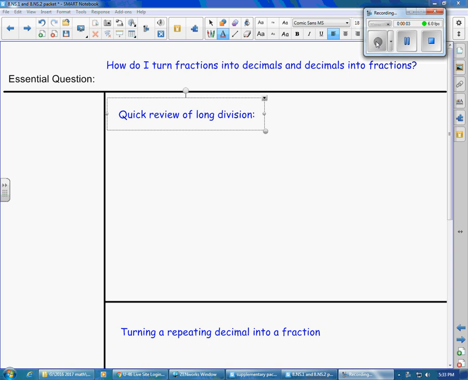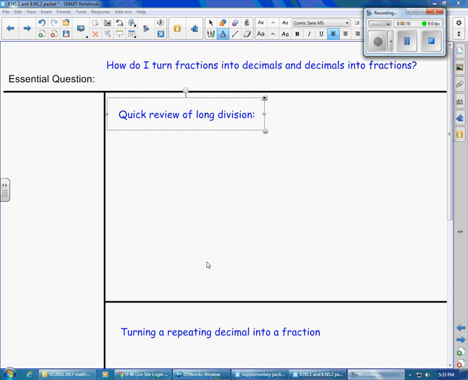We are in the supplemental packet that comes in Module 7, and you should be on page 5 of your supplemental packet. Your essential question is, how do I turn fractions into decimals and decimals into fractions?